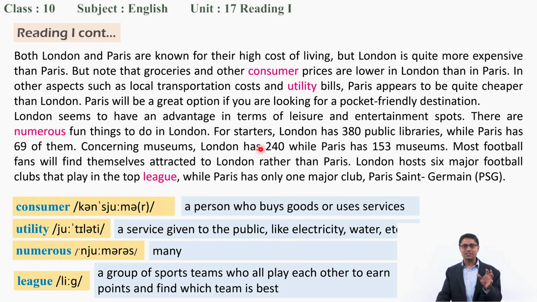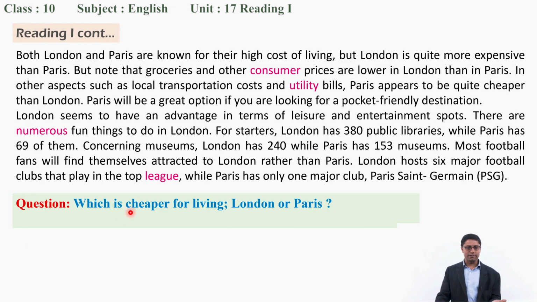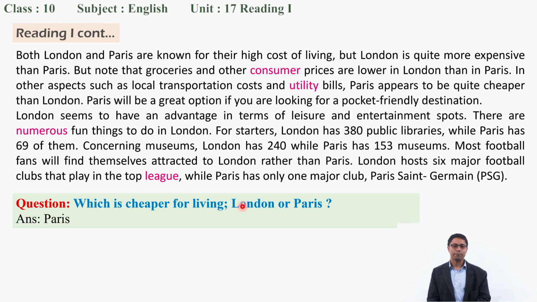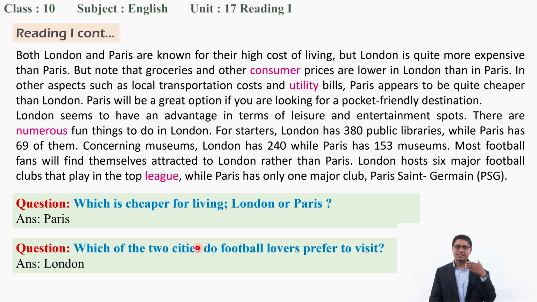So London has 6 major clubs which play in the top leagues, while Paris has only one major club, that is Paris Saint-Germain, popularly known as PSG. So for football lovers also, London is a better place. Now I have a question for you. Which is cheaper for living, London or Paris? We already discussed the cost of living. Can you say now? Very good, it's Paris. Now, second question. Which of the 2 cities do football lovers prefer to visit? We already discussed. It's London because it has 6 major football clubs while Paris has only 1.